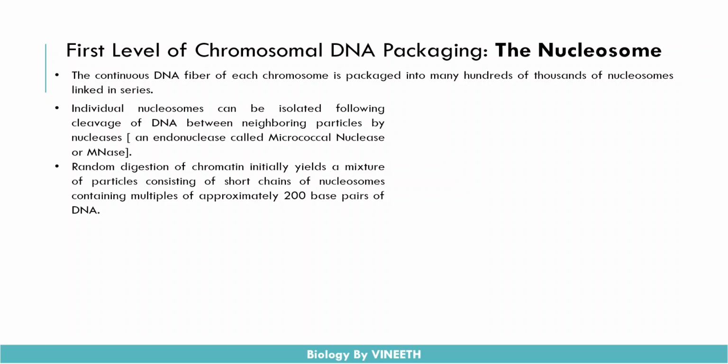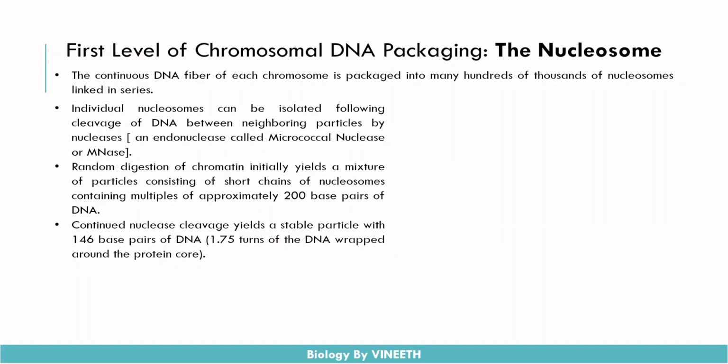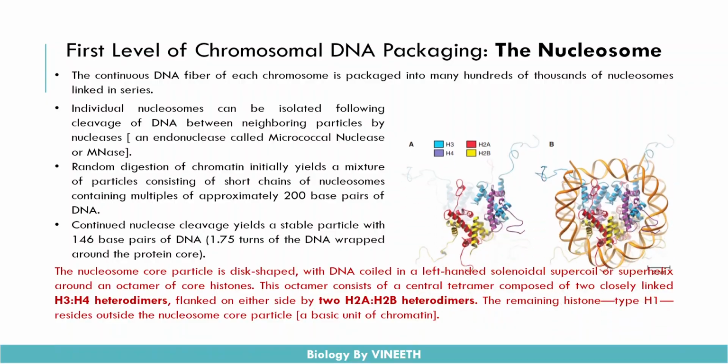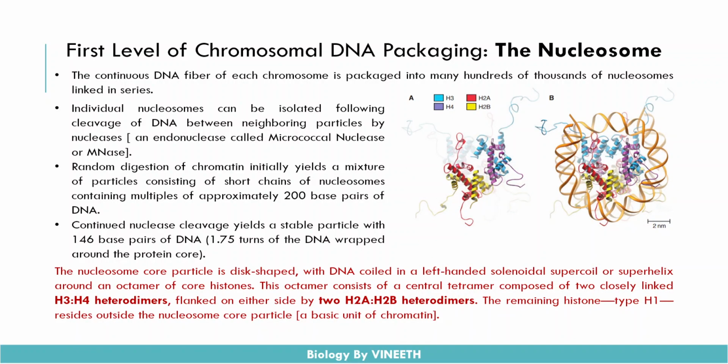Further digestion with the nuclease yields individual nucleosomes. Continued nuclease cleavage yields a stable particle of around 146 base pairs of DNA along with the proteins. This 146 base pairs of DNA is what you call a typical nucleosome, or the single nucleosome core particle. This nucleosome core particle contains an octamer of proteins, that means eight proteins: the two closely linked H3 H4 heterodimers, and then the H2A H2B heterodimers. These heterodimers form an octamer.